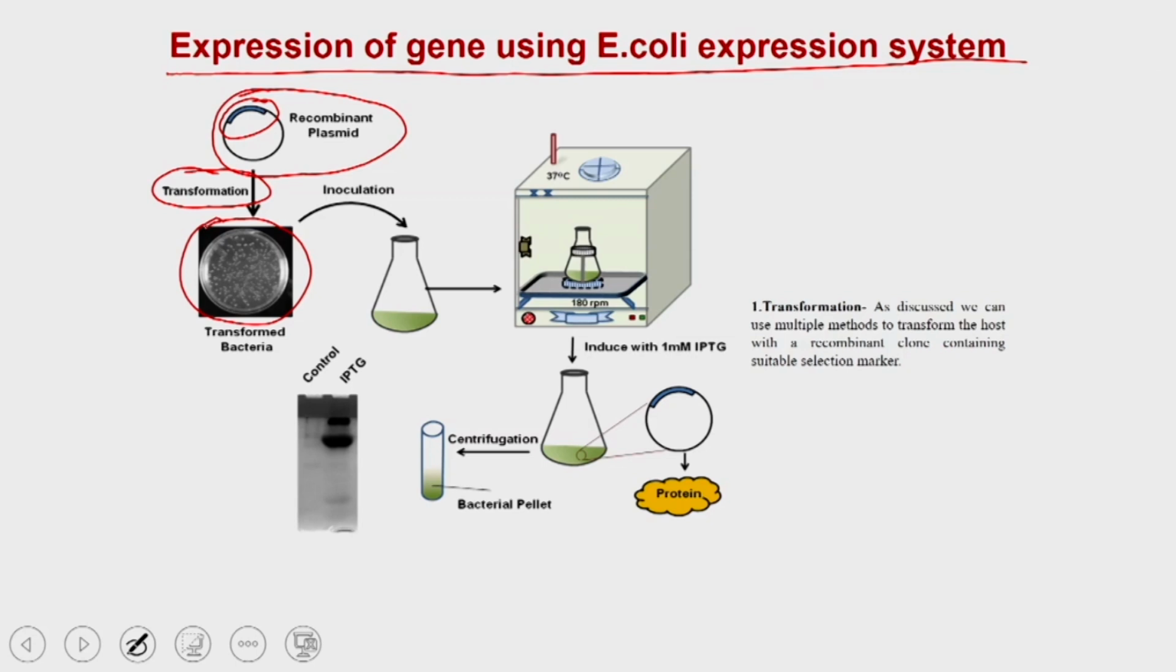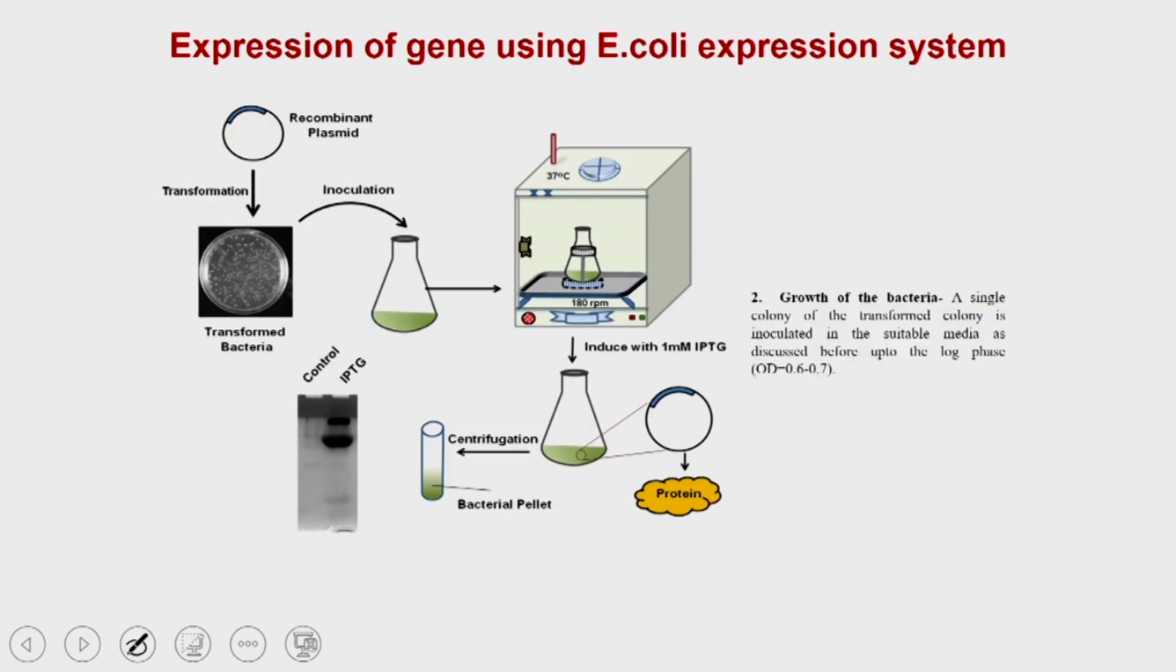So, in the first step you will do the transformation, and we have discussed many methods of how to transform a host with a recombinant clone containing suitable selection markers. You will do the transformation as well as the selection of the transformed bacteria. Then in the second step you are going to grow them. You will take a few colonies from the transformed plate and inoculate them into the growth media.